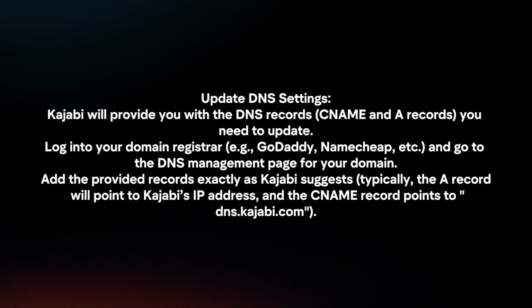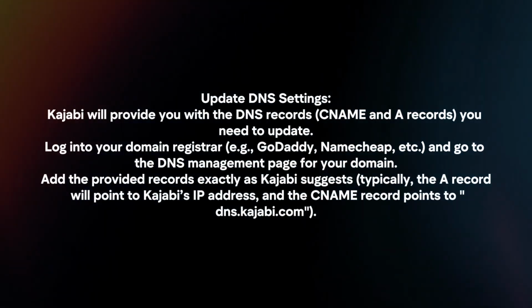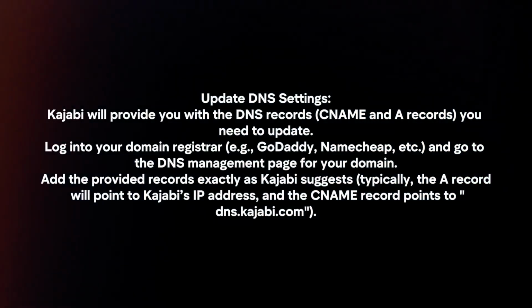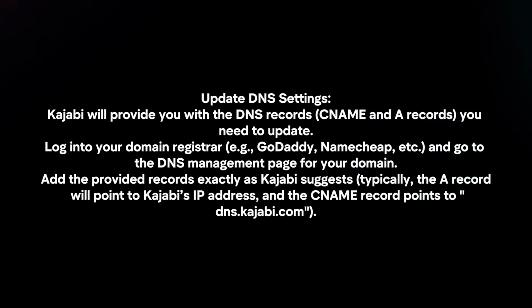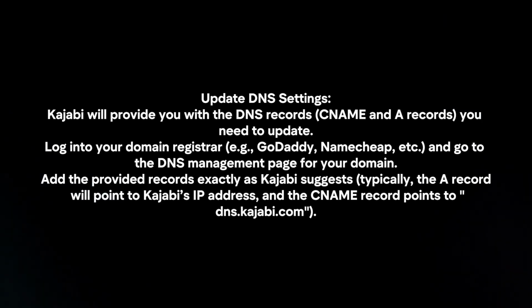Update DNS settings. Kajabi will provide you with the DNS records you need to update. Log into your domain registrar and go to the DNS management page for your domain. Add the provided records exactly as Kajabi suggests. The A record will point to Kajabi's IP address, and the CNAME record points to dns.kajabi.com.